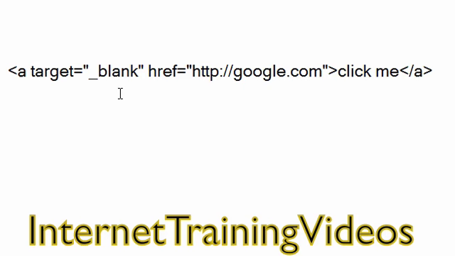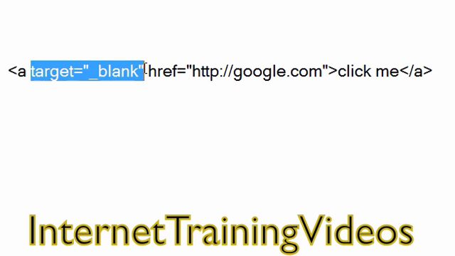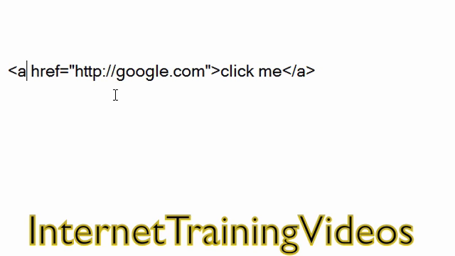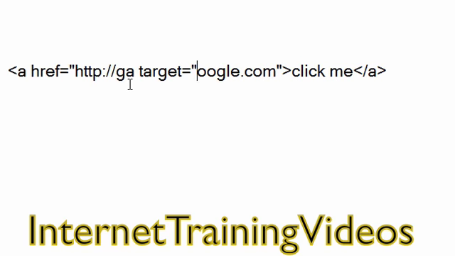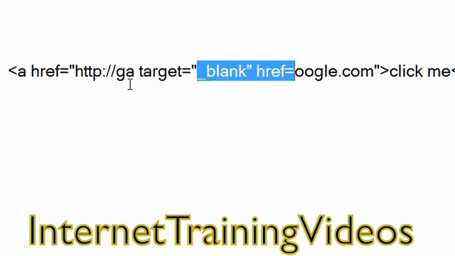Okay, so this is the code for a typical link that would go to Google where the words would say click me. Now normally this section right here says to open it in a new window. If you were to remove that and have it just like this, it would open up in the same window. So what we want to do is we want to leave it where it does actually have it. Let me go back here real quick.